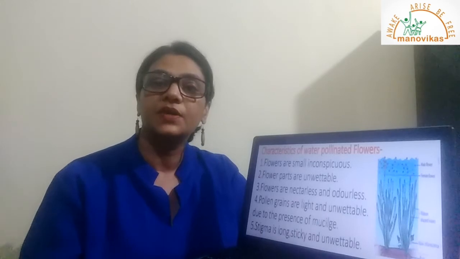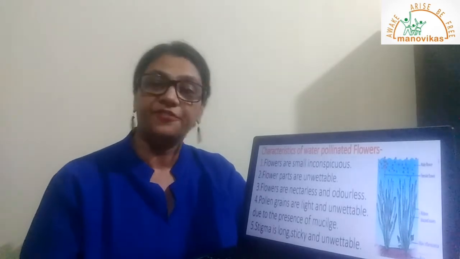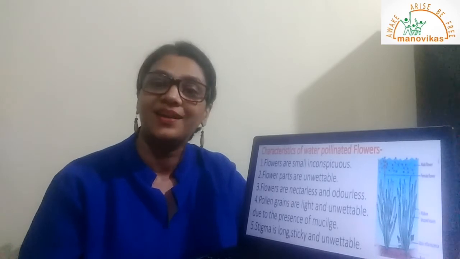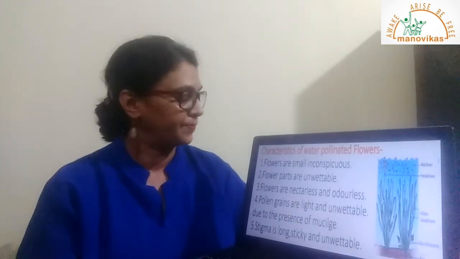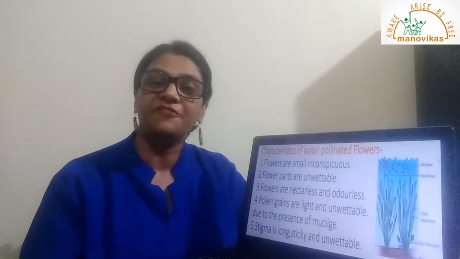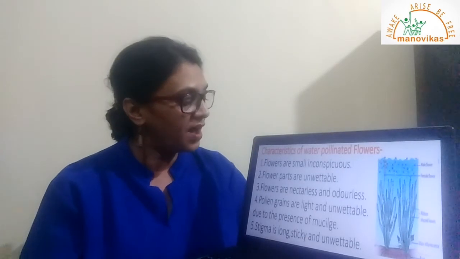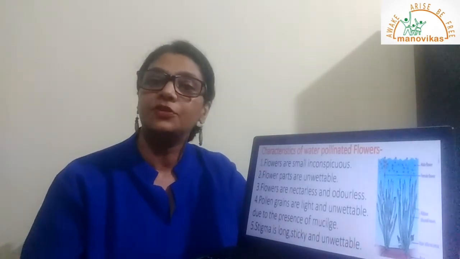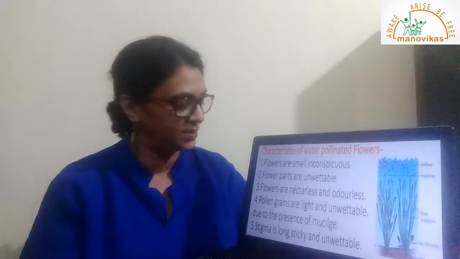We now come to the characteristic of these plants, aquatic plants. Flowers are very small, inconspicuous, meaning they are hardly visible, very small, not easily noticeable. Flower parts are unwettable. The flowers do not get wet. Flowers are nectarless and odorless. The flowers do not produce nectar, nor do they produce any scent.